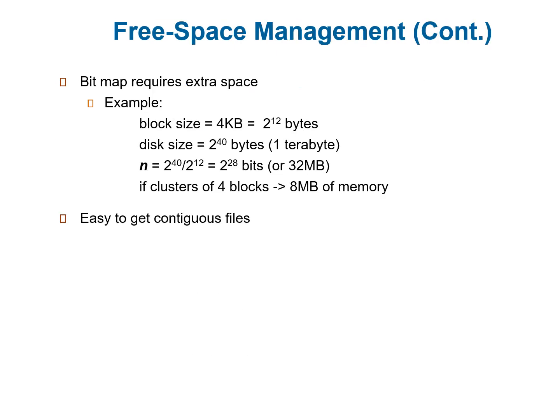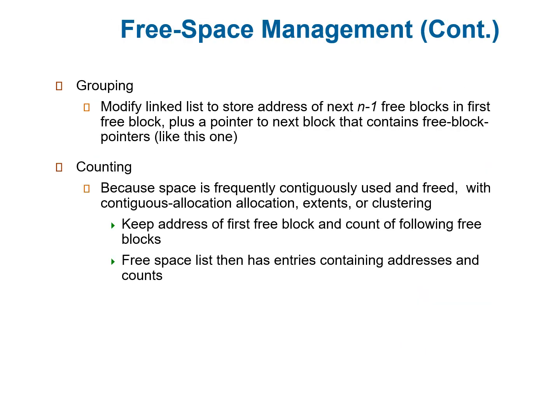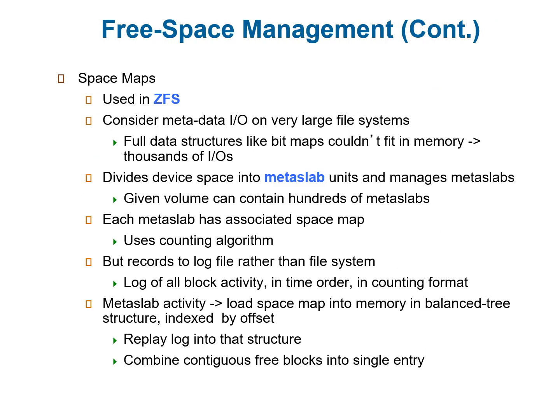So the bitmap requires extra space. When I want to store the bitmap, it needs more memory space, so a cluster of blocks will be allocated for that. It is easy to get contiguous files. So this is a free space list in the case of a list. Space maps are used in ZFS, which we are not going to use in our day-to-day life. Google and others are using ZFS.